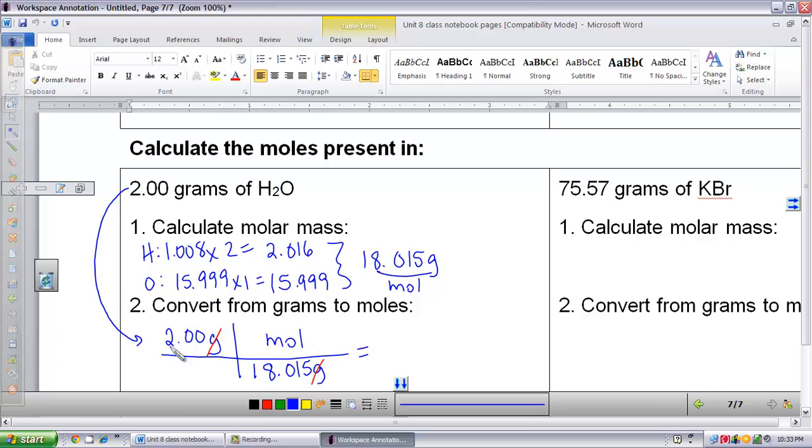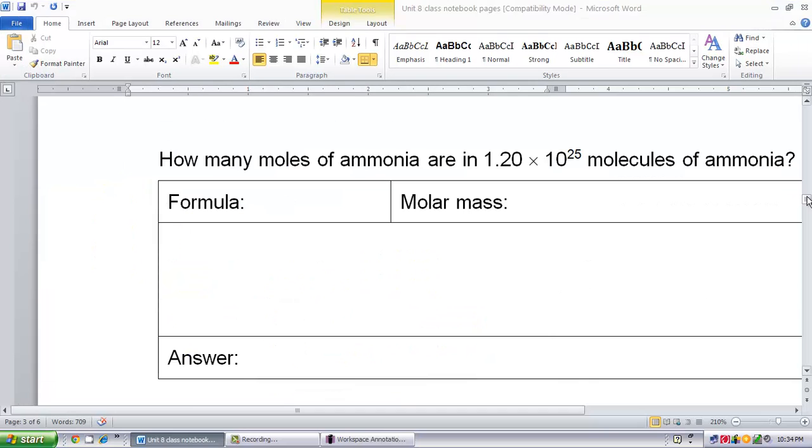Remember, numerators are multiplied, denominators are divided. So in your calculator, you type in 2.00 divided by 18.015. The resulting answer is 0.111 moles. Again, moles is your units. Okay. I use 3 significant digits here because if you look, this has 3 sig figs. The bottom has 5, so your answer can only have 3.